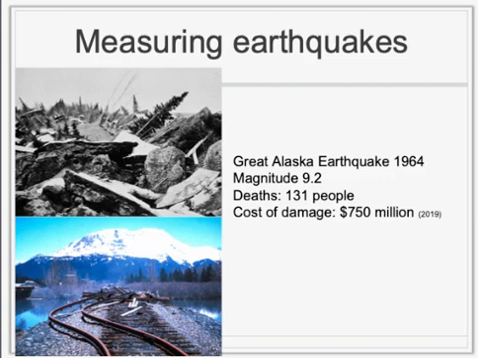For example, it's important to note how an earthquake affects the people of the region. Let's compare 2 earthquakes. The Great Alaska Quake of 1964 was powerful. It was a magnitude 9.2 earthquake, one of the largest ever recorded. 131 people died, and it caused $750 million in damage.